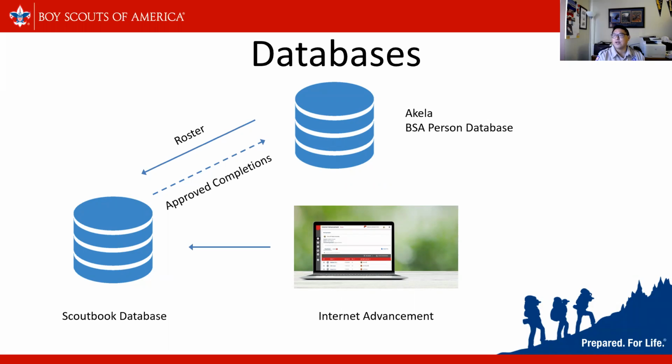What will go back to the original database is any kind of approved advancements. So when a parent records a completion of an adventure and you as a den leader approve it, and then maybe you award it and purchase it, once that's done, all that stuff will go to the original database, especially like the rank advancements. Internet advancement, as you can see, talks to Scoutbook database, but it's really a different path.